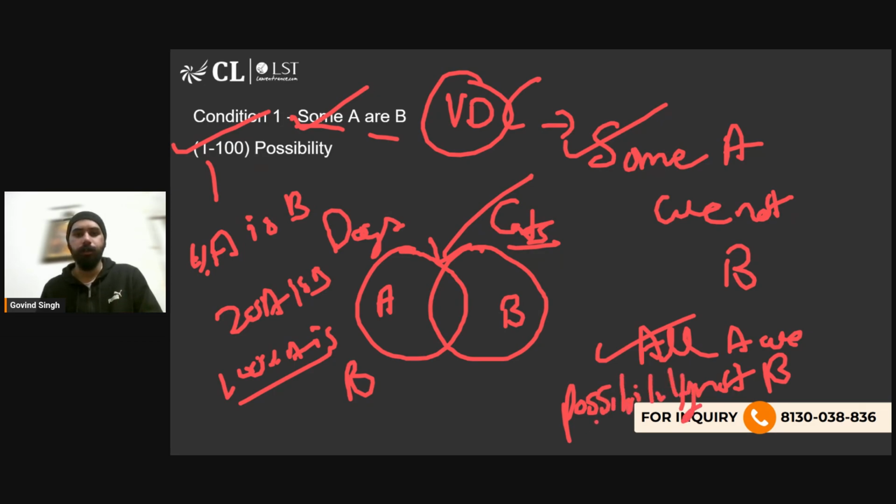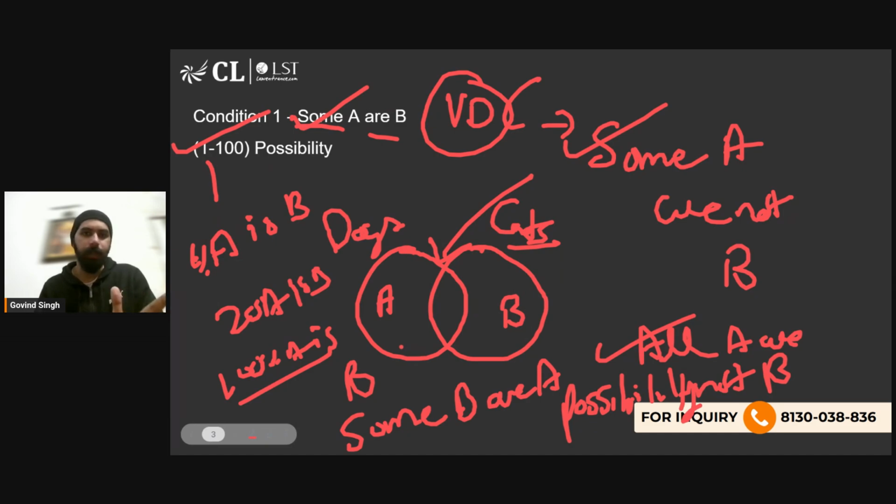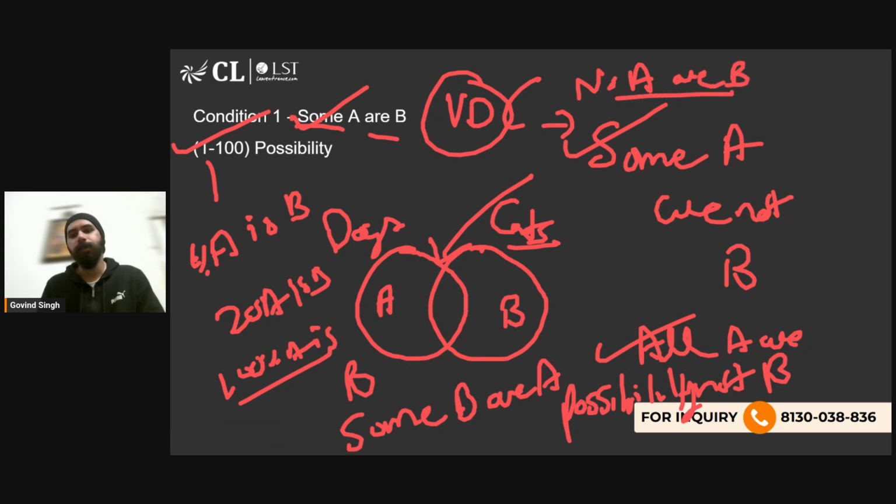So the only general conclusion which would follow from sum A or B is going to be sum B or A. ठीक है, अगर कुछ A B है तो हम ये कह सकते हैं कि कुछ B A है. The reverse can be said in the sum condition. ठीक है, और क्या आप कह सकते हो no A or B? क्या आप कह सकते हो कोई भी A B नहीं है? नहीं, ये आप नहीं कह सकते, क्योंकि हमें पता है कि एटलीस्ट 1% तो A है जो B है. देयर इज एटलीस्ट 1% ओवरलैप, है ना?